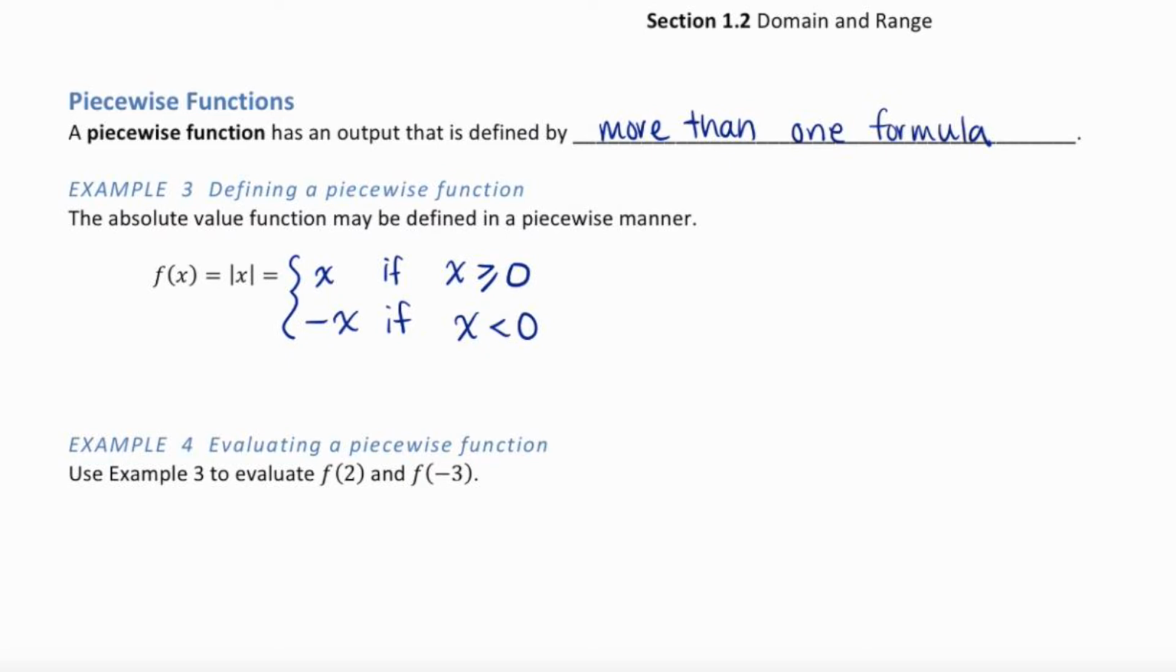So let's evaluate. Let's look at example 4 here. Evaluating a piecewise function. So f of 2, well, what does that equal? Which case are we in? 2 is a positive number. So let's look at this rule here. 2 is definitely greater than 0. So we just output 2.